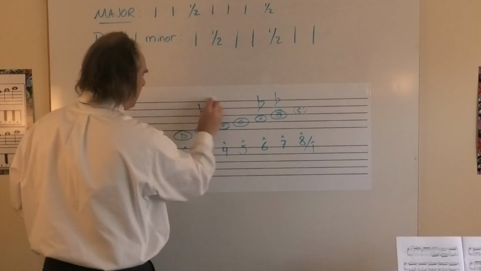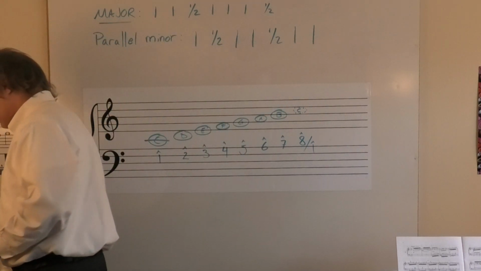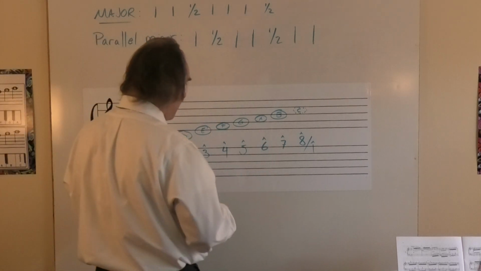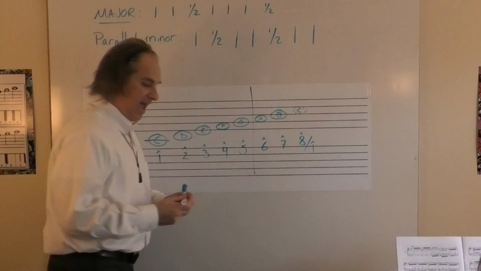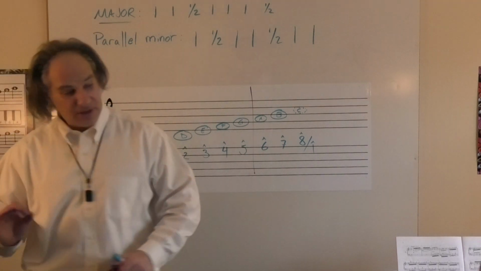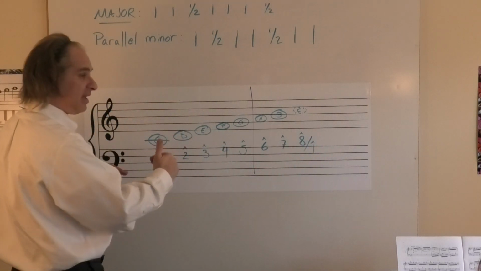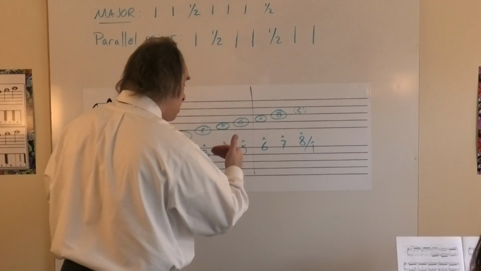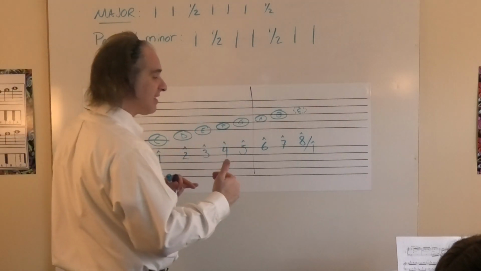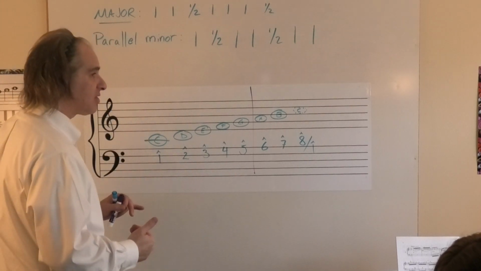If I erase the flats and I keep all the white keys, I get the key of C. But if I start on the key of A, I get A minor. I'm still using all the white keys. So when the minor key shares the same notes on the piano as the major key, we call it the relative minor. It's related because all the notes are the same. You have the same sisters and brothers.